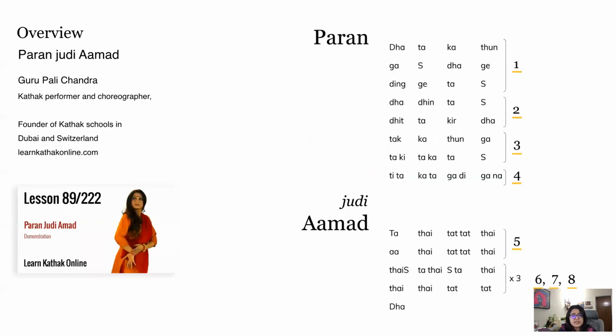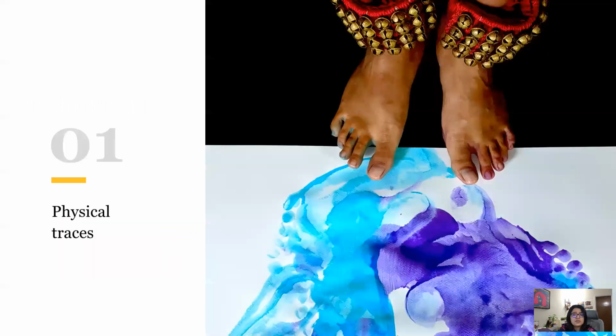To demonstrate this, I used an example choreography from Guru Pali Chandra. This particular choreography is called Paranjuri Amad and is made of two distinct parts called the Paran and the Amad. On the right side, you can see the verbal notations or the bols of this choreography, divided into 8 parts.